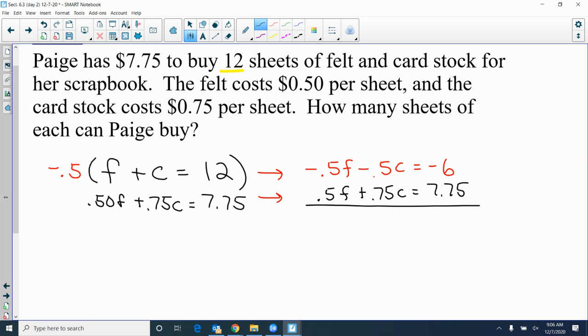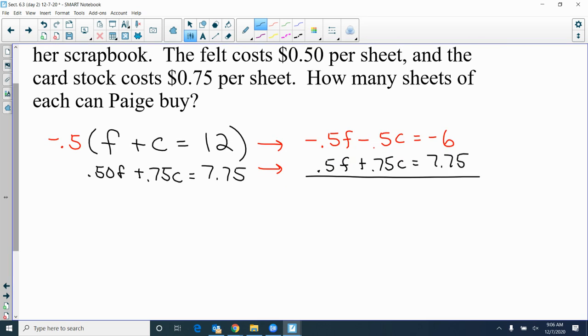All right, now since we have to deal with the number of pieces of either felt or cardstock, you have to get a whole number. You cannot get like 2.3. All right, do the next step, add them together. And if you're confident enough, go ahead and keep going and figure out what the first variable is.